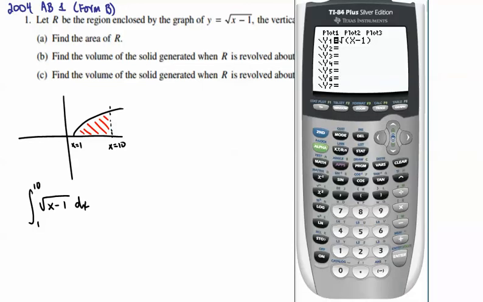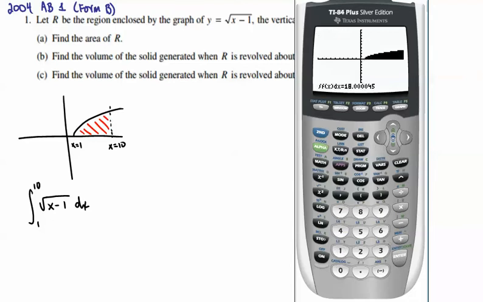And we start with entering the function square root of x minus 1. And again, there are two ways we can do this. I'll show you both ways really quickly. We can go set up our window. Let's zoom standard here. And second calc option 7 for the integral, lower limit 1, upper limit 10.